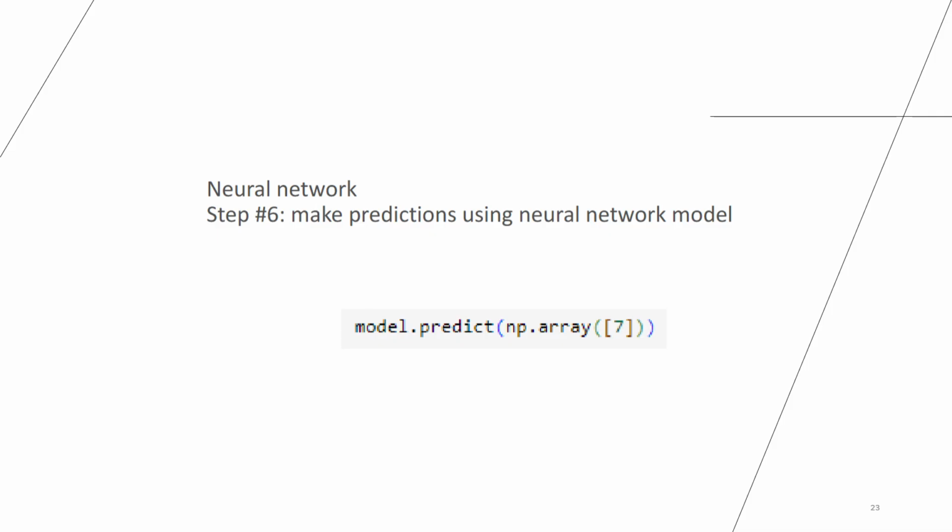In our training data, each output value was equal to the input multiplied by 100. Therefore, when the model receives the input value 7, it should produce a prediction close to 700. This step demonstrates how a trained neural network can generalize its learned pattern to make predictions on new data it has not seen before.